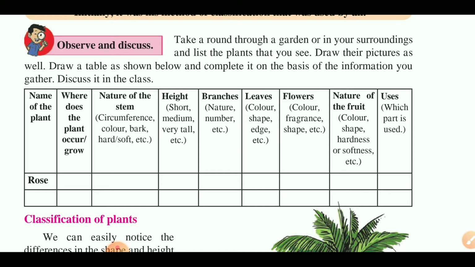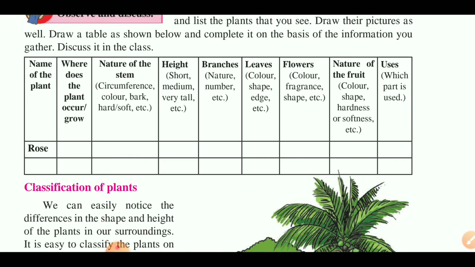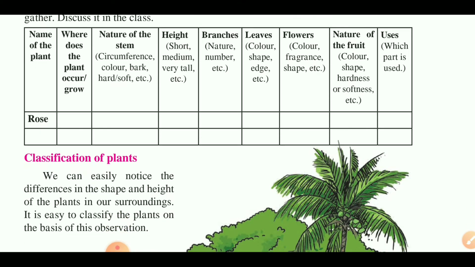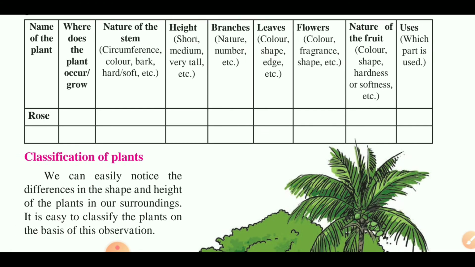Now different types of leaves are there for classification of plants. Now flowers: color of the flowers, fragrance of the flower, and shape of that flower. Nature of fruit: fruit having different shapes, sizes, hardness, softness, and color also, and which part of that plant is used. Here we have to learn now.